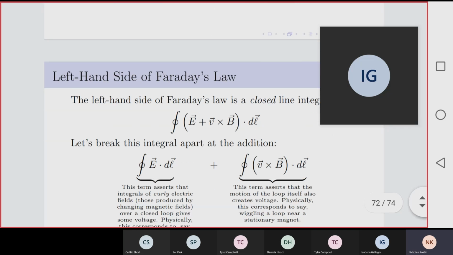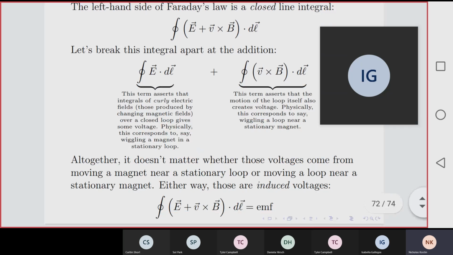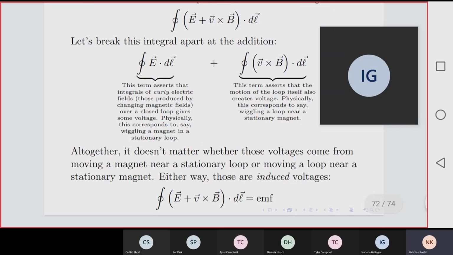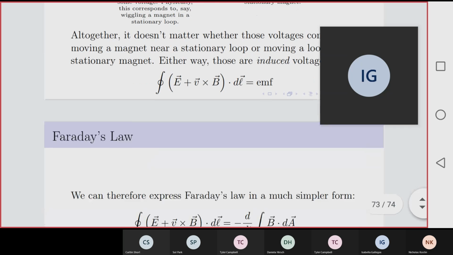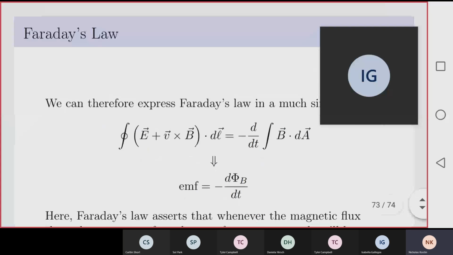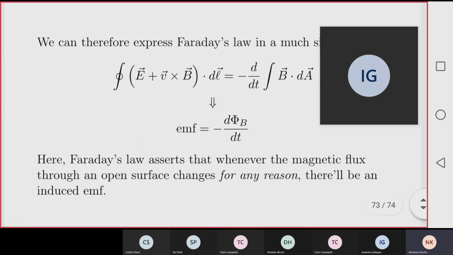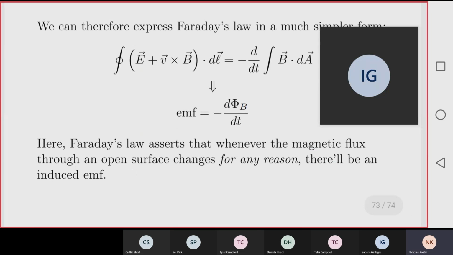And then the left-hand side of Faraday's law is a closed line integral, but what it boils down to is that that closed line integral is just the EMF on that same closed loop that defined the area in the right-hand side of Faraday's law. That gives us a pretty concise way of expressing Faraday's law as the EMF is equal to the negative time derivative of the flux. Whenever we have magnetic flux through an open surface changing for any reason, there will be an induced EMF.